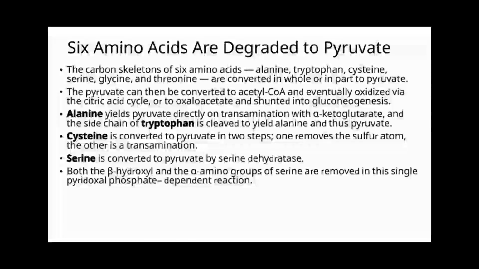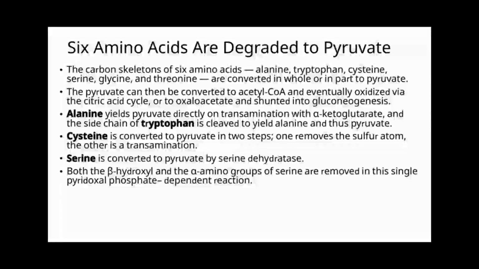Serine, on the other hand, is converted directly into pyruvate by an enzyme called serine dehydratase. This reaction involves removing both the beta-hydroxyl and the alpha-amino groups in a single step, which depends on a cofactor called pyridoxal phosphate. All of these pathways demonstrate how amino acids can feed into central metabolic pathways, either for energy production via the citric acid cycle or for glucose synthesis through gluconeogenesis. This interconnectedness is essential for maintaining metabolic flexibility and energy balance in the body.